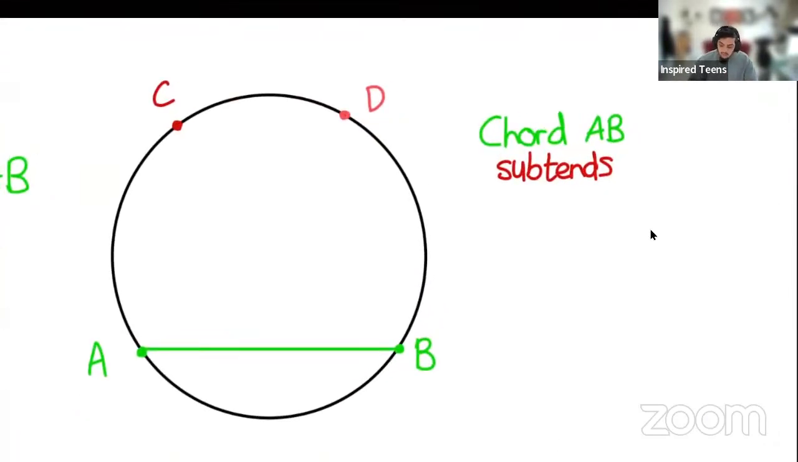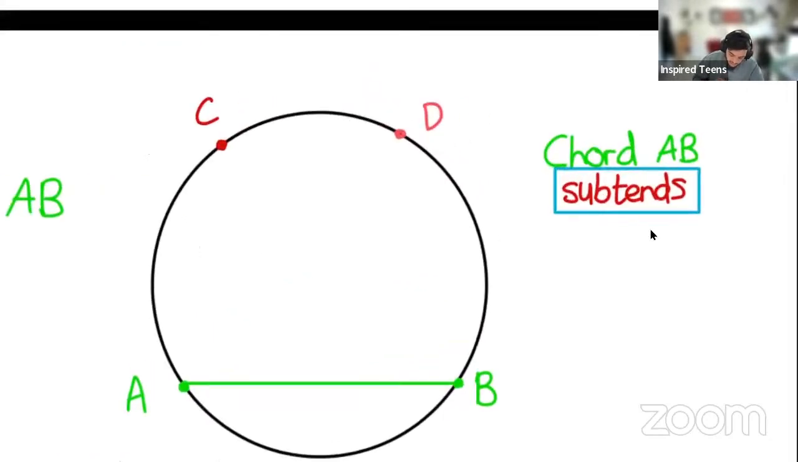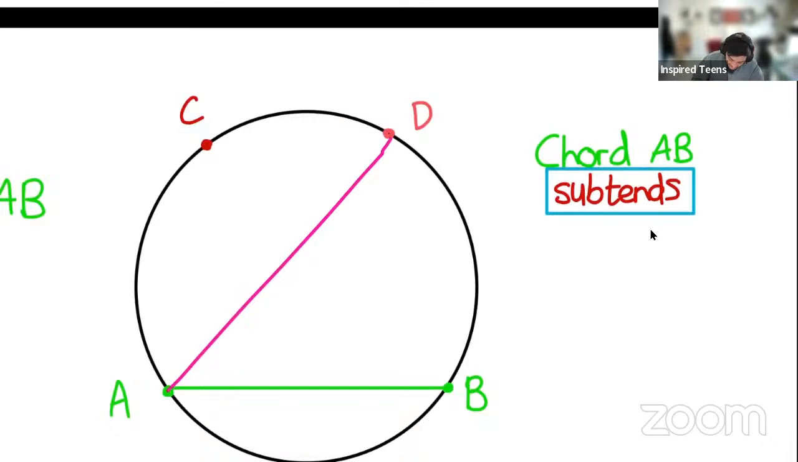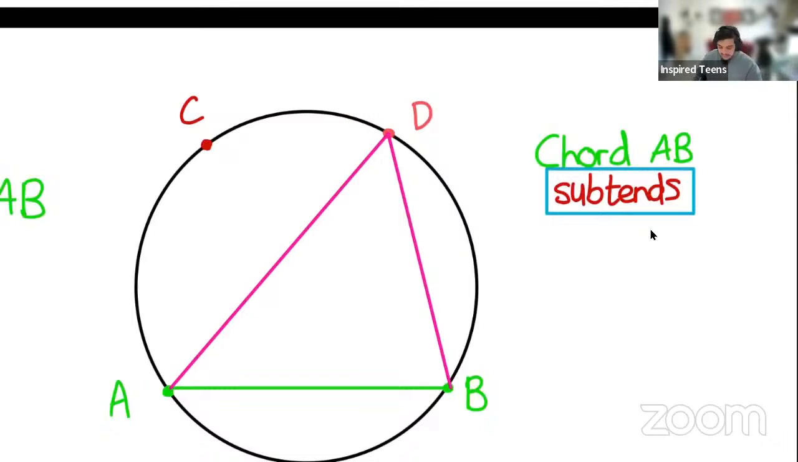Then there's this key word that many people struggle to understand: chord AB subtends. What does the word subtend mean? To subtend an angle. We'll write it with regards to the angle in a second. So I'm going to complete this diagram. We have the same chord AB, but now I'm going to create an angle from AB to D. I've completed the lines, and I've created angle D. We can call it theta.